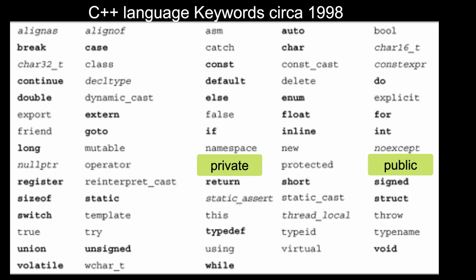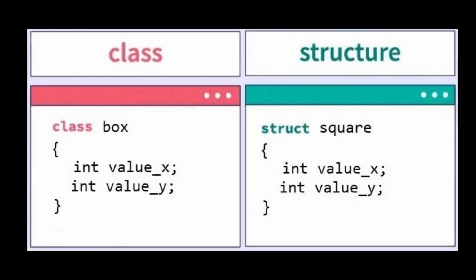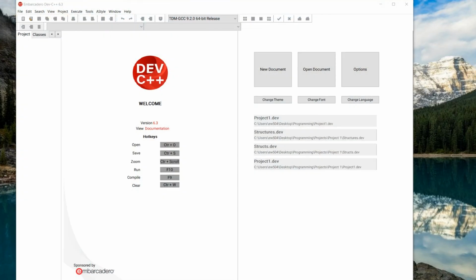Structures, by default, have public accessibility. That means the components of the structure, value X and value Y, can be accessed anywhere in our code. And when we use classes, we have private access. So that means we cannot access X and Y directly. We would have to use a modifying or an accessor function to get the X and Y. So let's see that in code.